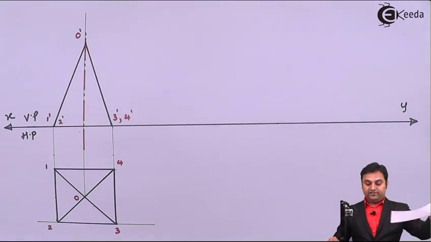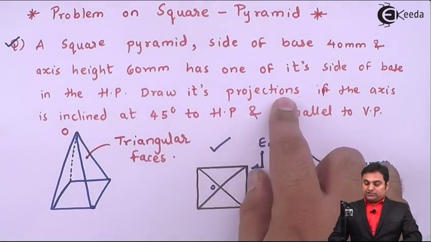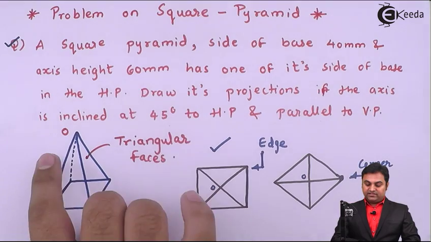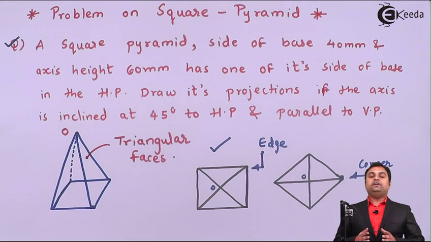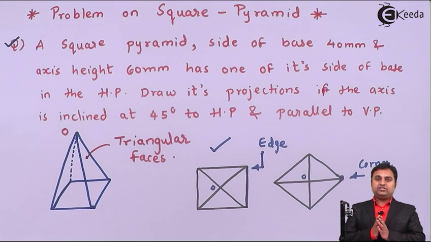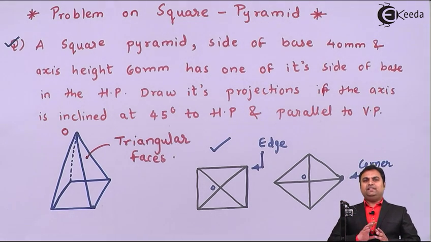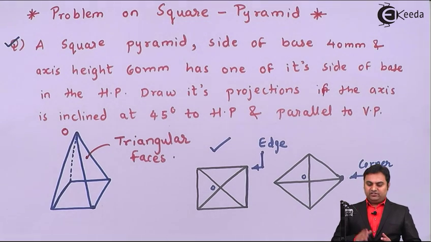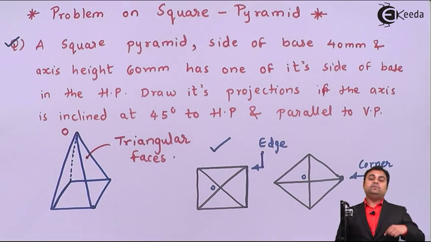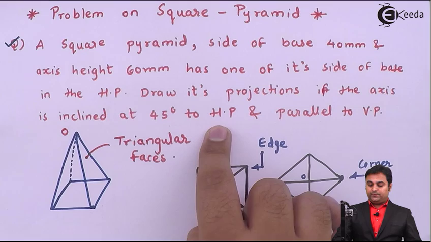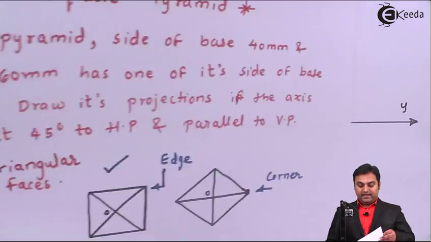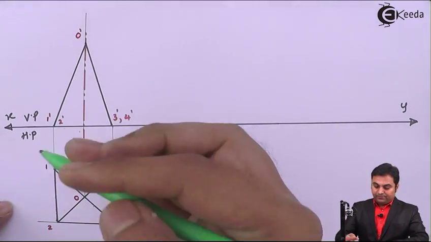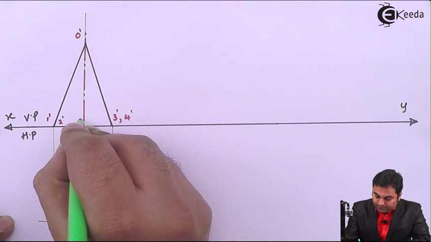In the question, it was given that we draw its projections, that is of the square pyramid, if the axis is inclined at 45 degree to HP. If it is inclined at 45 degree to HP, it means it will be seen in VP because inclination which is given with respect to any plane, it will be visible in the opposite plane. If it is given that it is inclined at 45 degree to HP, it will be seen in VP. Next, if it is inclined to HP, it means it will be parallel to VP. So inclined to one plane, it means parallel to the other plane. So here 45 degree to HP, the axis is inclined, and here I can see that axis and base, they are perpendicular to each other.